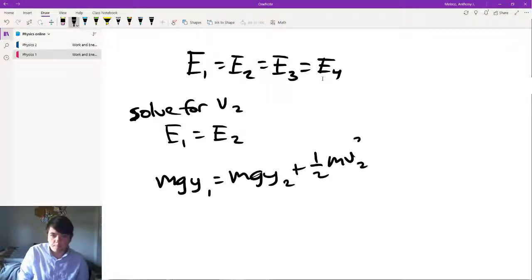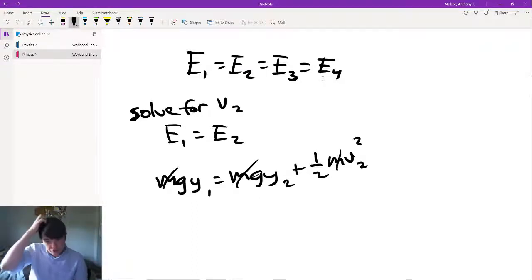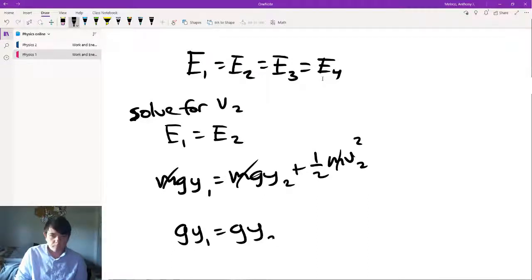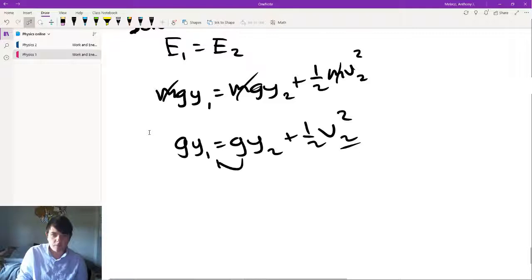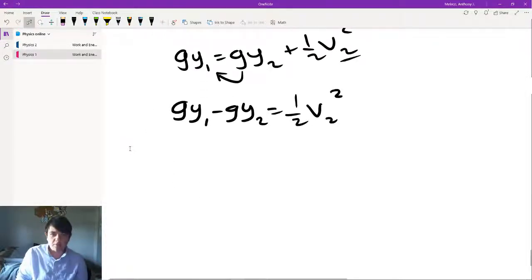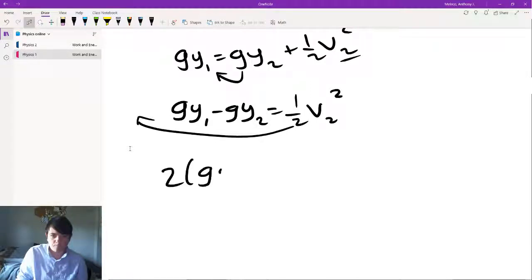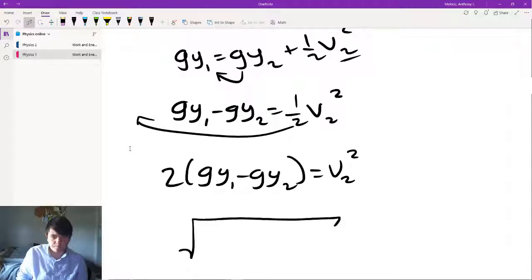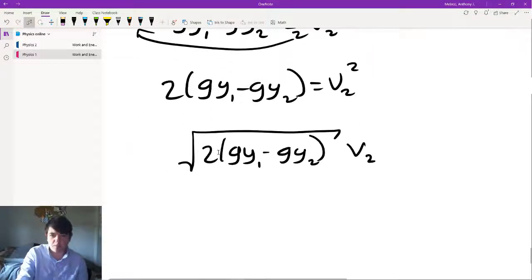I'm going to write this out now. The masses will all cancel, which usually happens with these types of problems. The only way they're not going to cancel is when we have springs, because the spring potential energy isn't a function of mass. And remember, we want to solve for this one. So I'm going to subtract this over here, multiply over the 2, take the square root. And now we can plug in and solve.